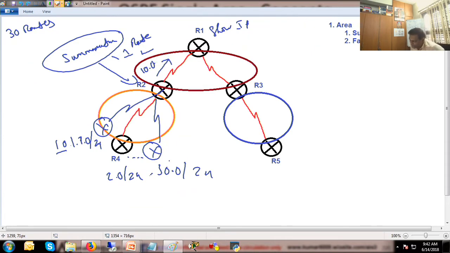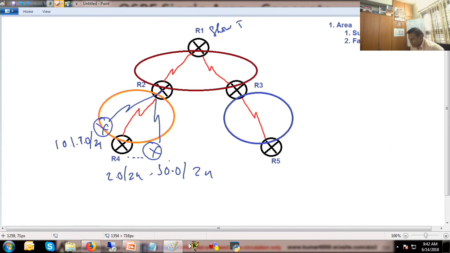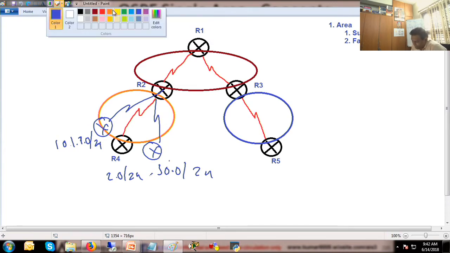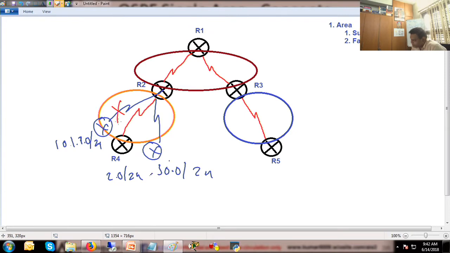First, what I taught you is summarization. Next point is fault containment. What do you mean by fault containment? Fault containment means, for example, this route failed. I will send this to everyone: this guy, here, here, here, everyone.